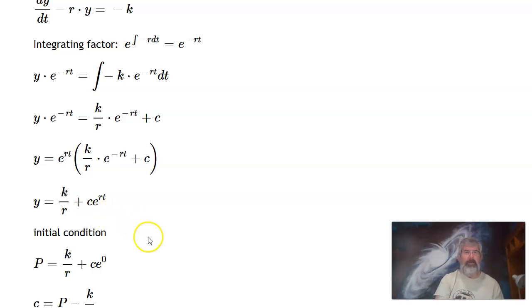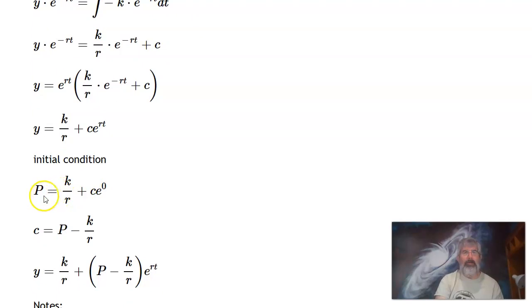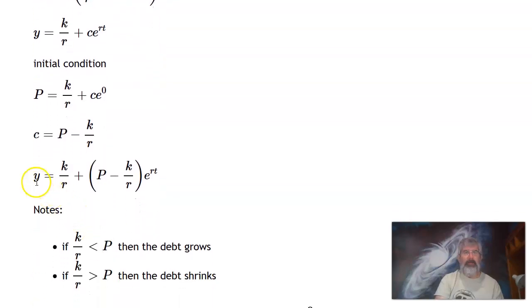Okay, so here we go. Let's plug that initial condition in. At time 0, the amount owed was the whole principal, p. And so the constant that you get is p minus k over r. And so the thing looks like this.